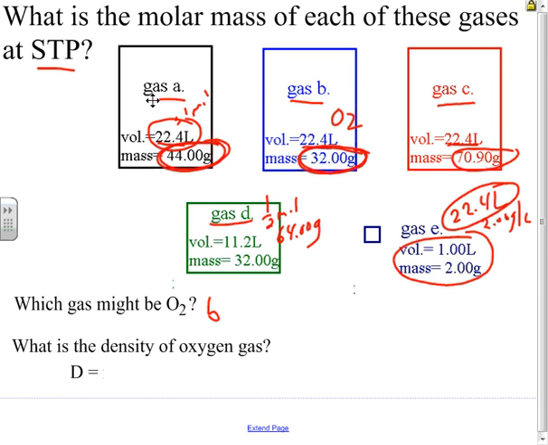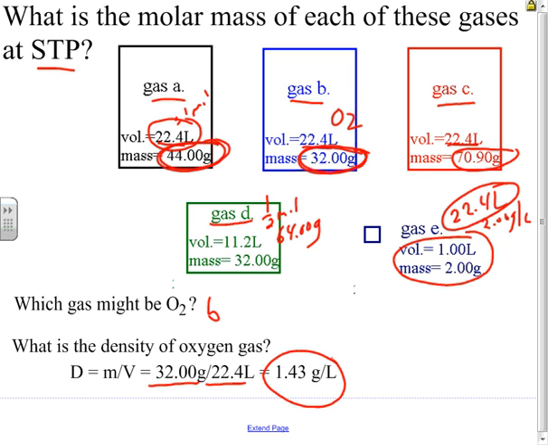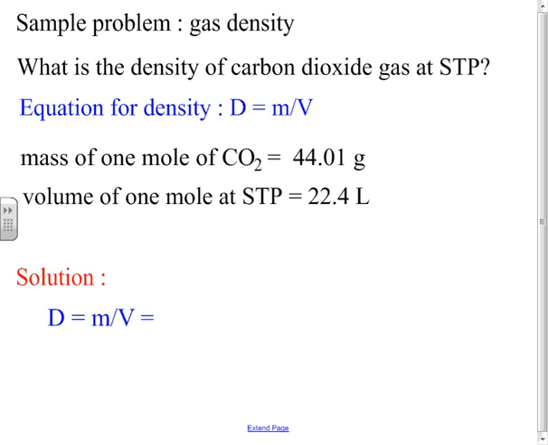And so if I asked you what is the density of oxygen gas, we just need to take the mass divided by the volume. So the mass of 1 mole is 32. The volume of 1 mole is 22.4. That gives us a density of 1.4 grams per liter. So we can go from the molar mass to density, and we can also go from the density back to the molar mass. So here's a sample problem all worked out.